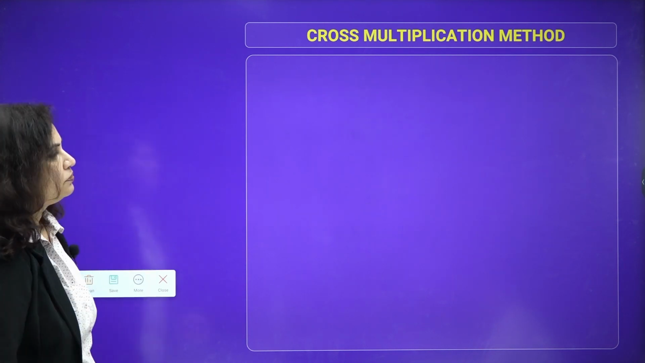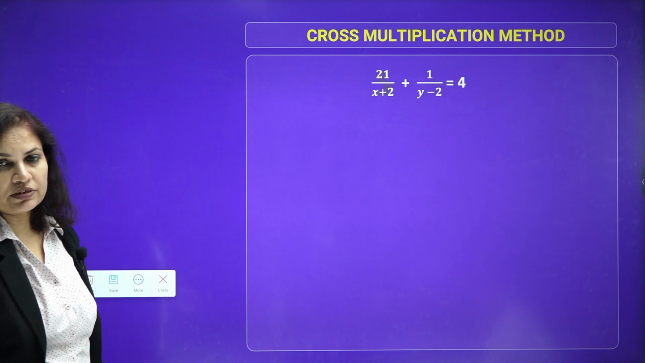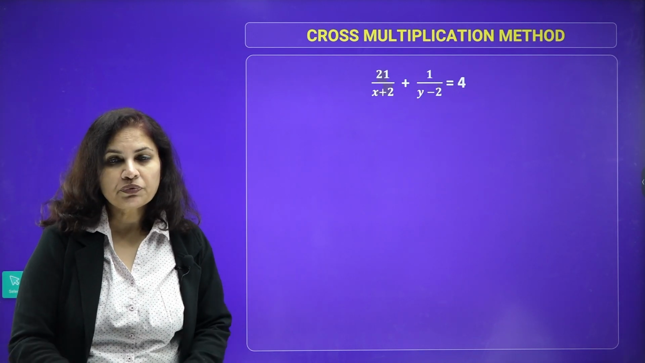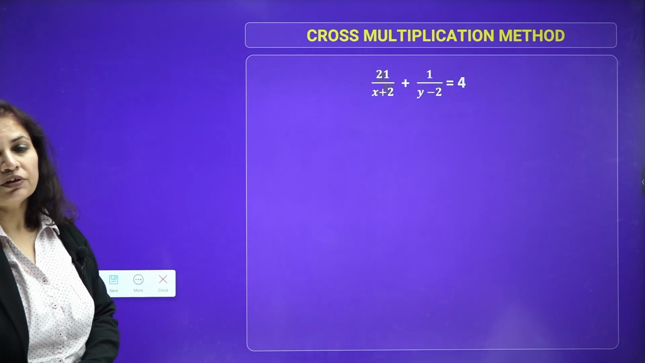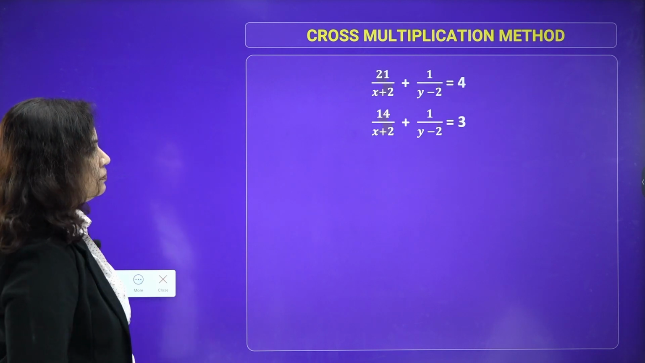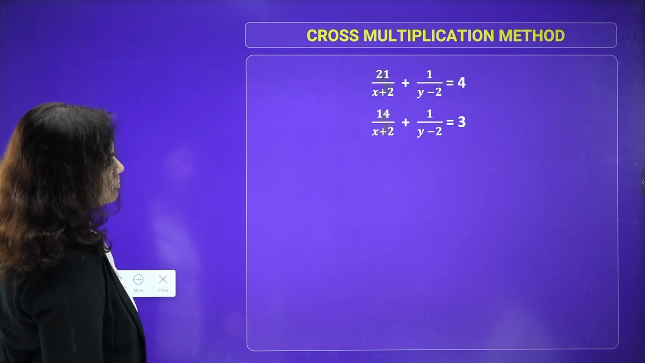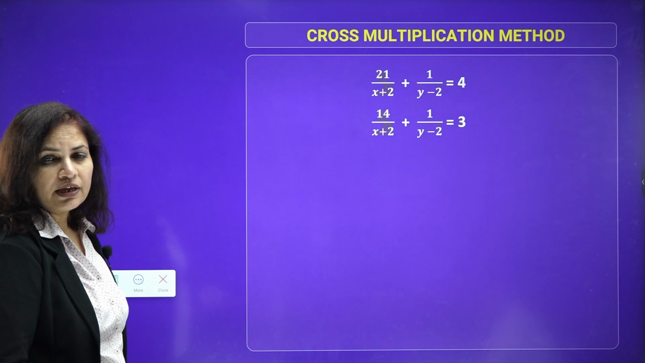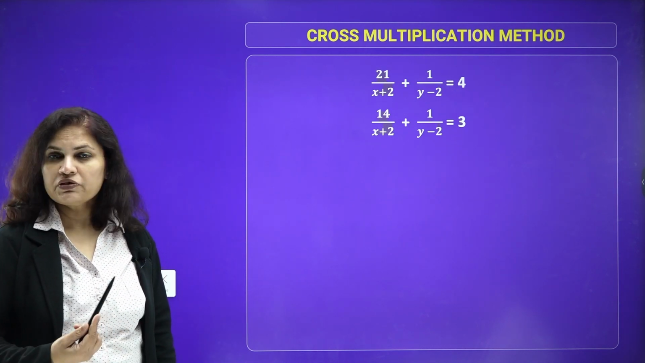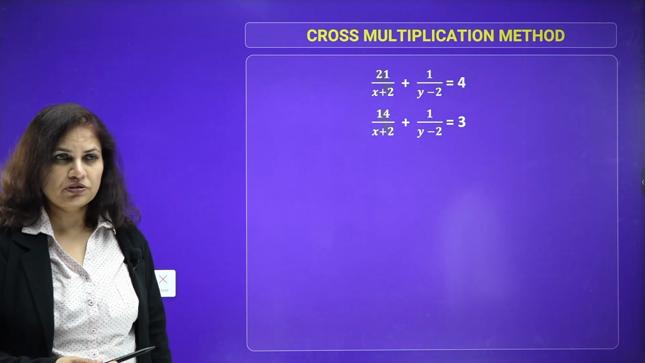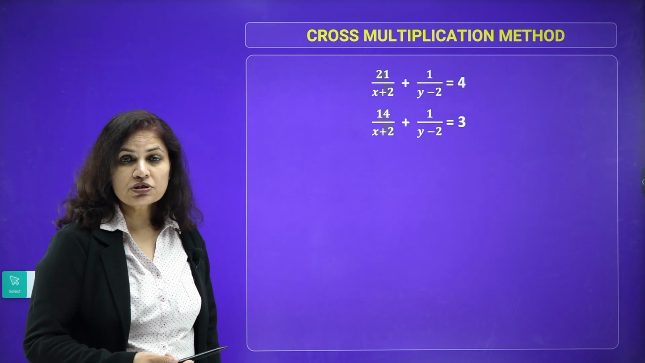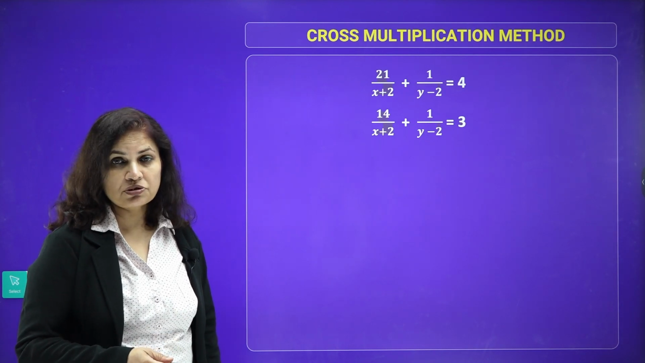Next, we come to a question of this type where we have variables in the denominator. This is a different question and it can be easily solved using cross multiplication. This is my set of equations where we have x plus 2 and y minus 2 as the denominator, which is quite different from the rest of the questions. Here we will first use substitution, but not that substitution.